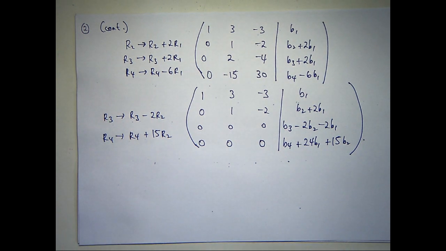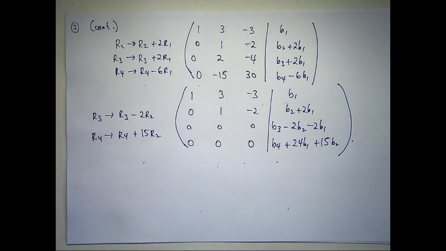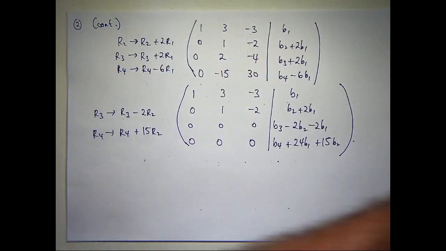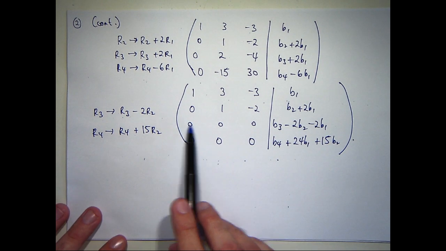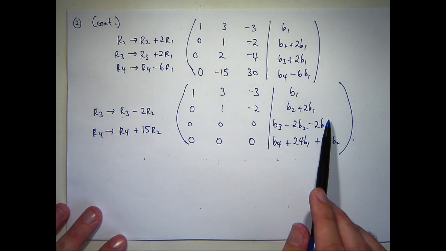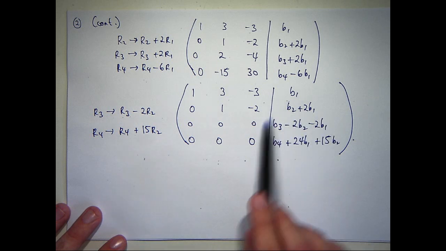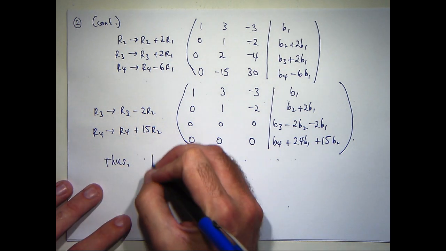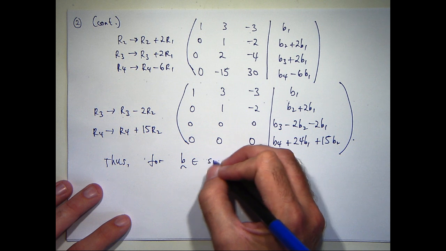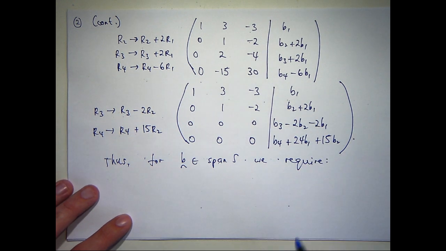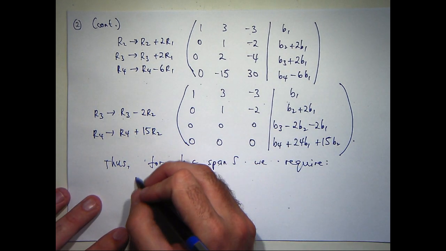Okay, so we've reduced it, but what does it mean? What sort of conclusion can we make? In order for this problem to have solutions, and actually there'll be an infinite number, we need to have zeros here, a whole line of zeros. So the system is solvable if this has a 0 and this is 0. So let's make our conclusion. For B to be in the span of S, we require this entry 0 and this entry 0.